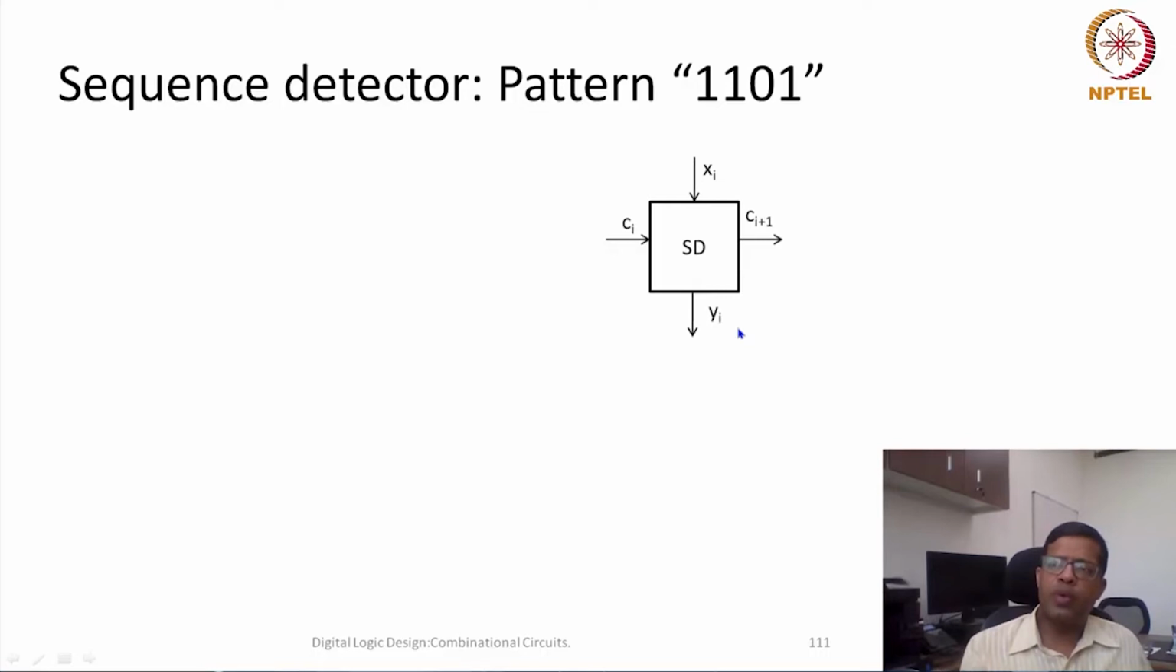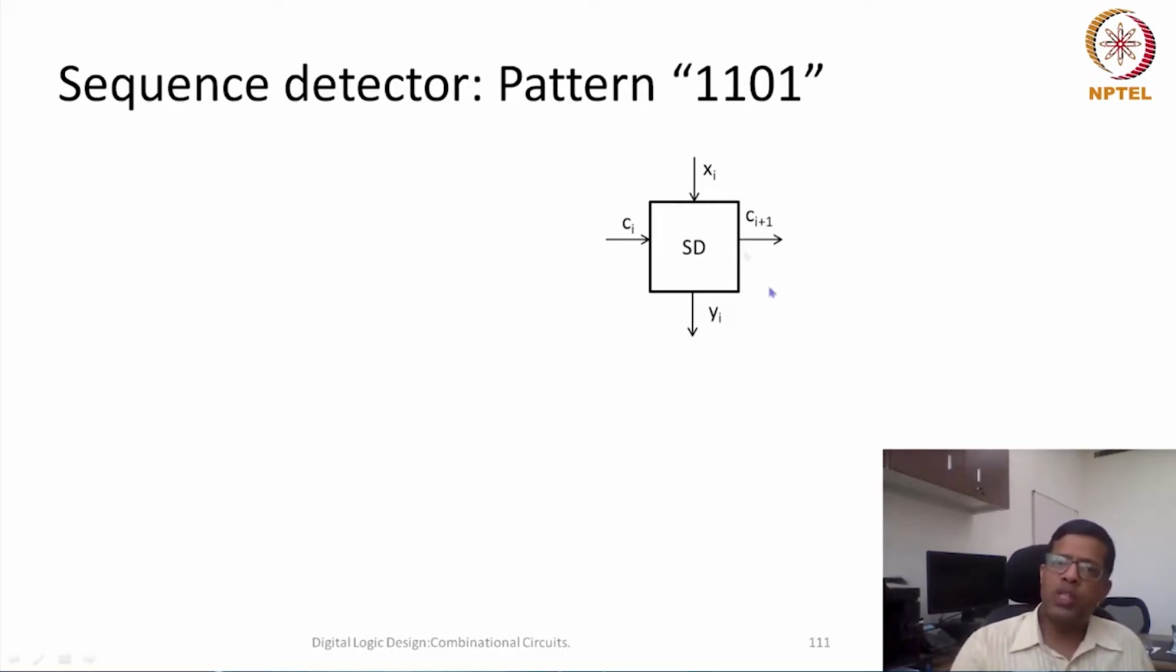Now if I want to cascade, it will start from 0, so basically it will start from right towards the left. That was the pattern anyway in the sequence detector: yi equal to 1 when xi minus 1, xi minus 2, xi minus 3 is equal to the pattern 1 0 1 1, 1 0 1. So what is the next step?